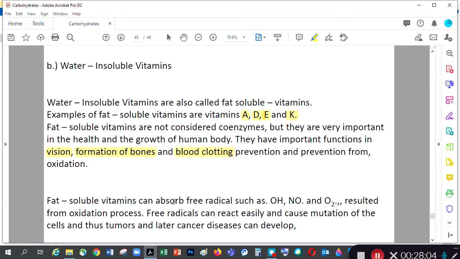Fat-soluble vitamins can absorb free radicals coming from the oxidation inside our bodies, and those are hydroxy free radicals, nitrogen oxide free radicals, oxygen free radicals. Because the process of oxidation can produce free radicals, they will be easily absorbed by fat soluble vitamins, correct? And those free radicals can cause the cell to mutate, and a tumor will be produced, and later these tumors can develop into cancer.